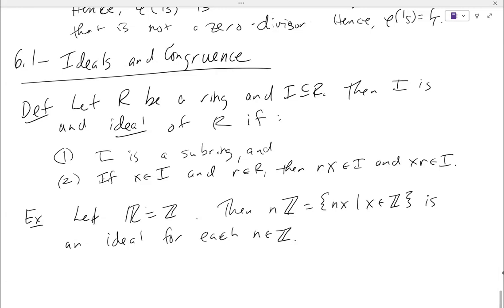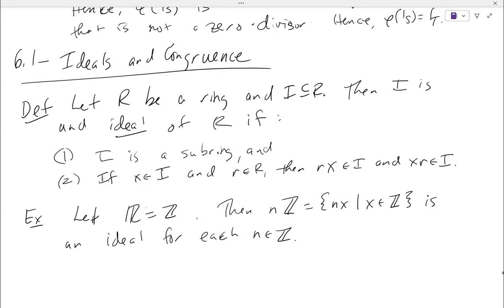If I take all the multiples of n, so for example, we said the evens form an ideal, multiples of 3 will form an ideal, multiples of 4 will form an ideal, and so on up the line. That's all that nZ means. That's the notation for that.